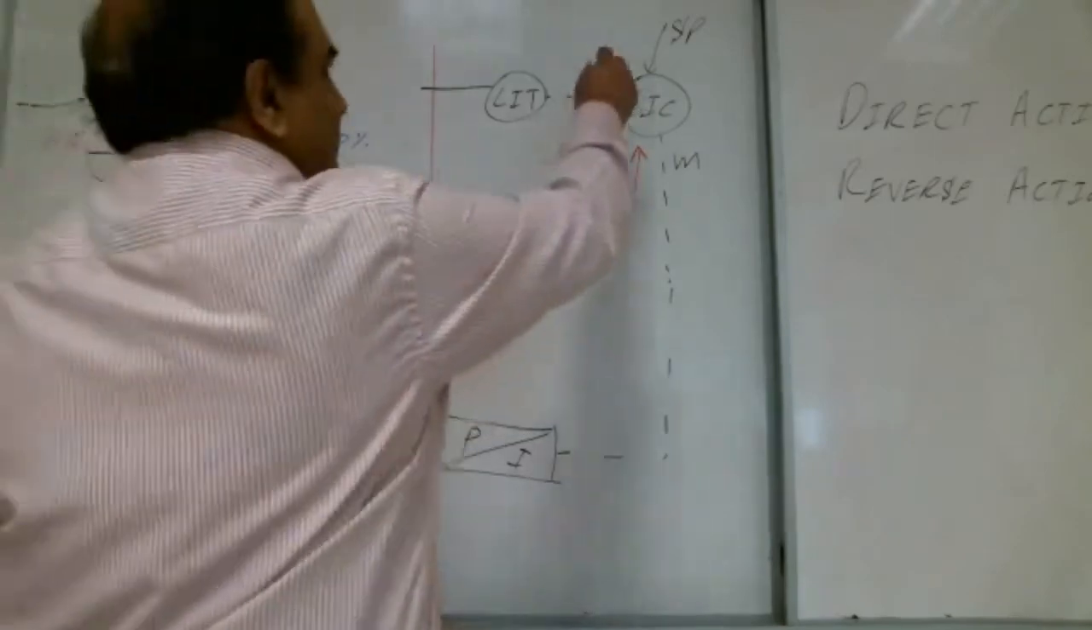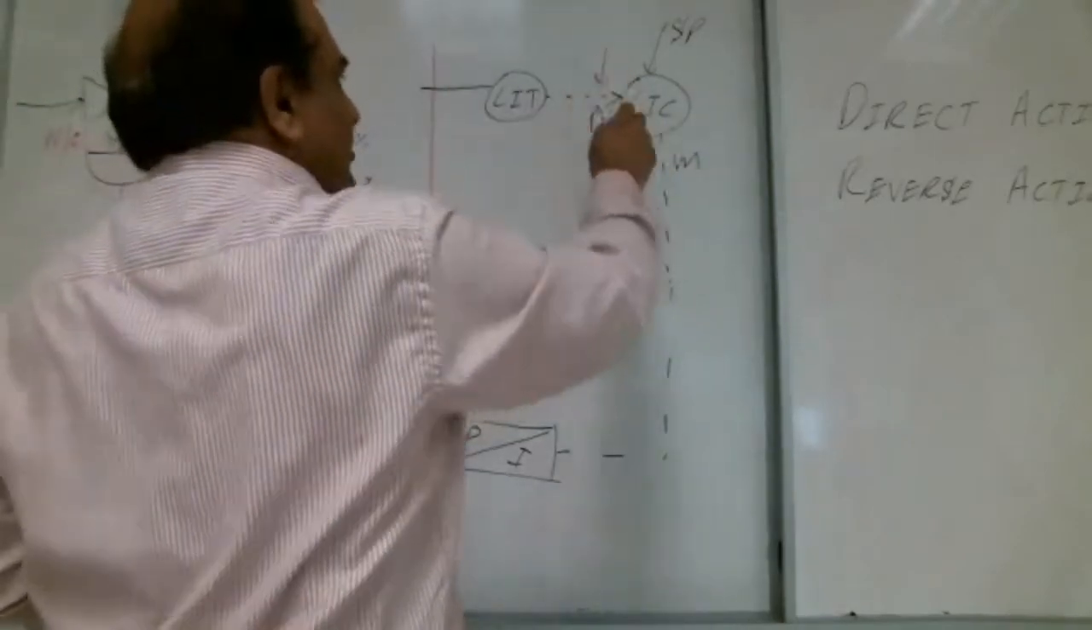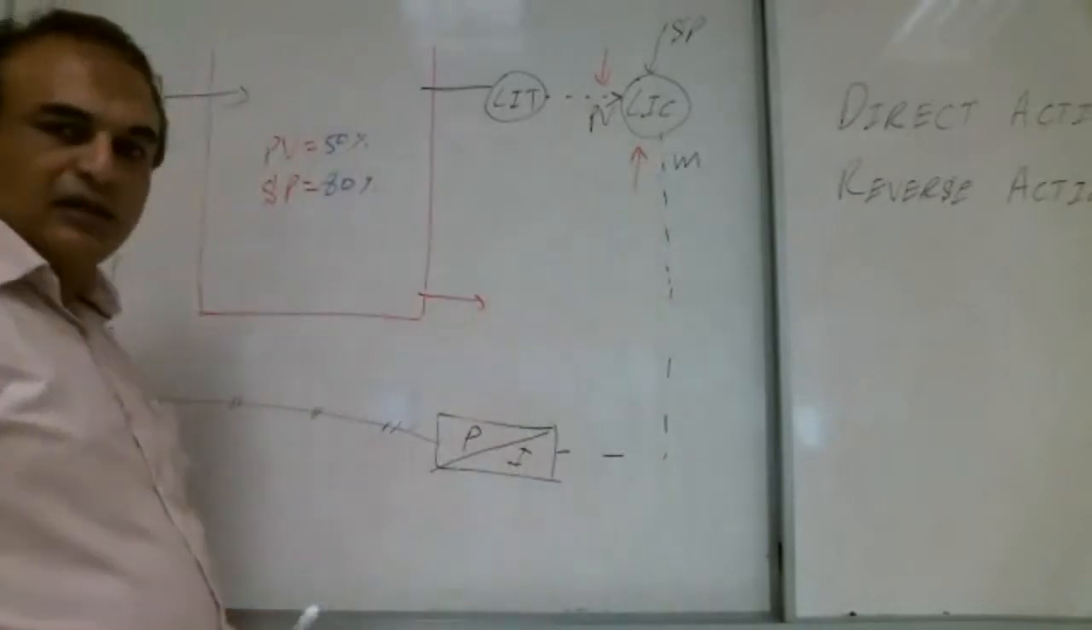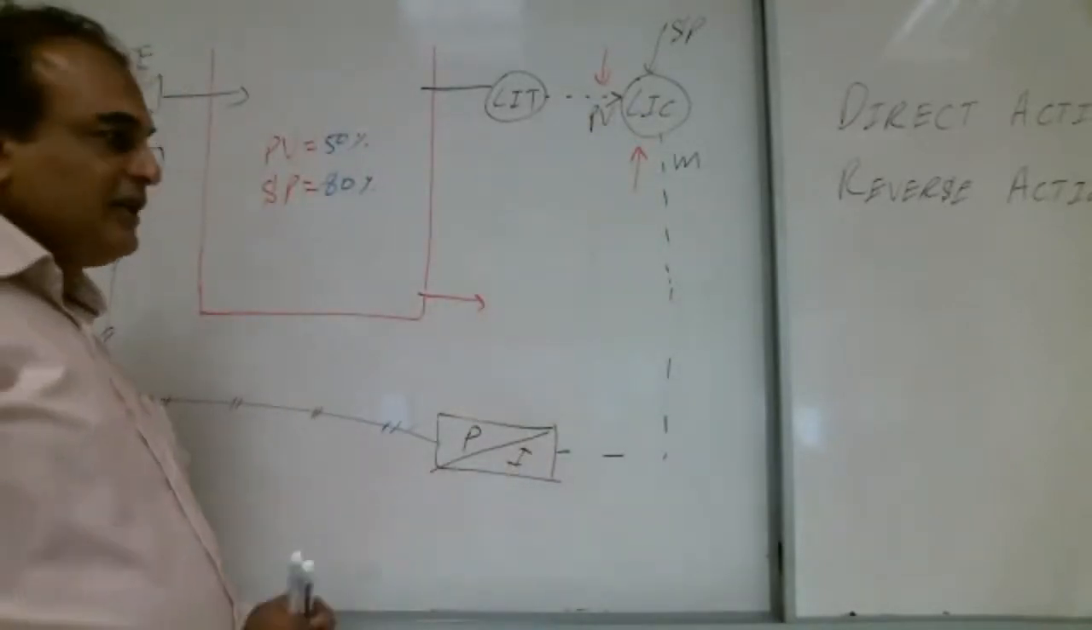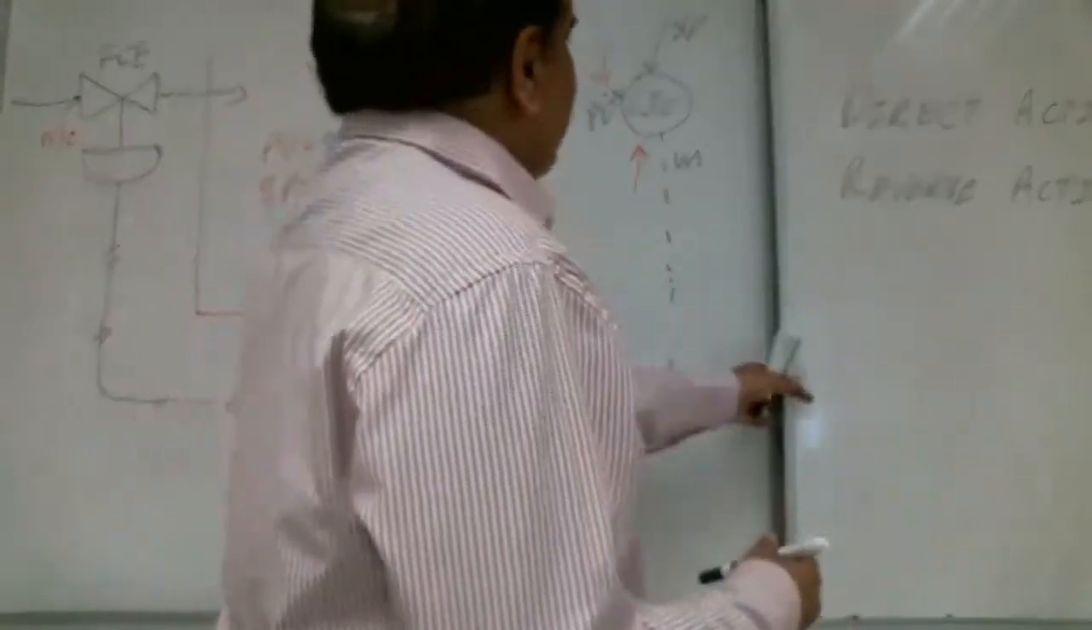See, both arrowheads are opposite. Right, Shabab? If both arrowheads are opposite, what does it mean?